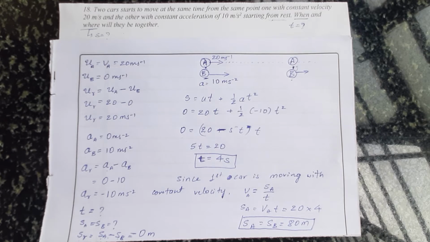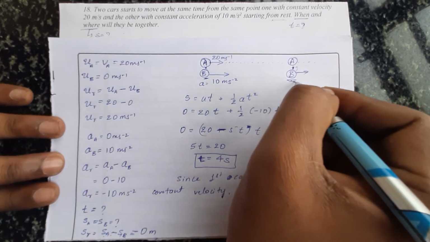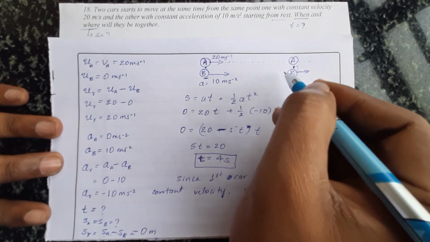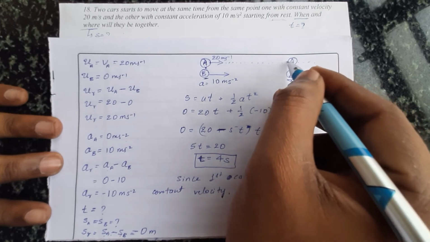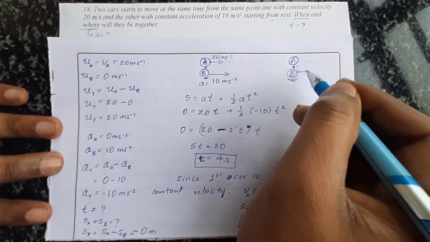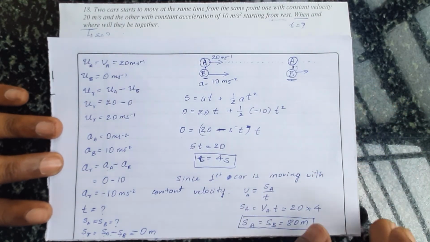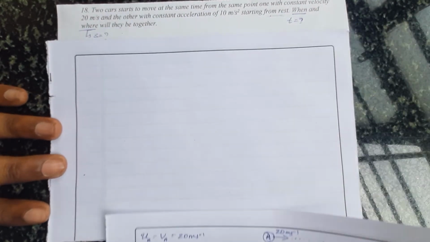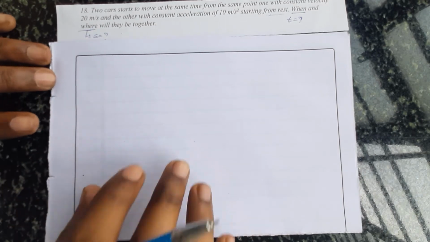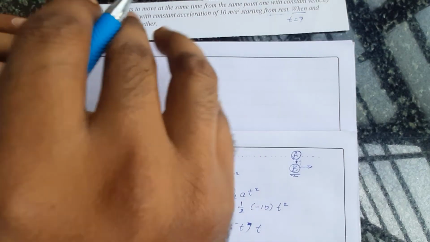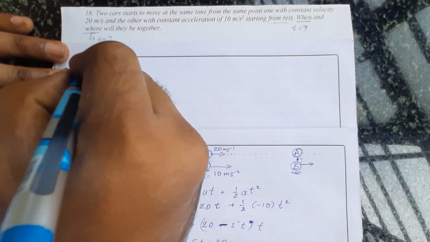See, the question says when and where will they be together? So we need to specify this point where body A and body B are at the same place. We need to specify at what place are they together and after what time are they together. So the final answer should be written like this. Then only you will get the full mark.